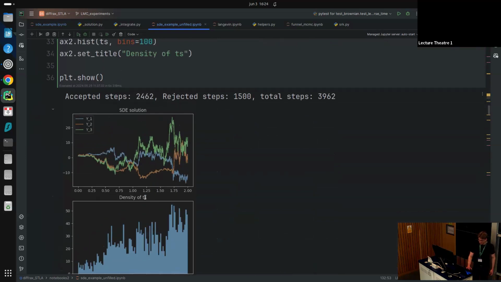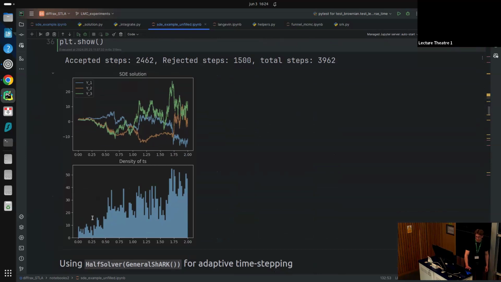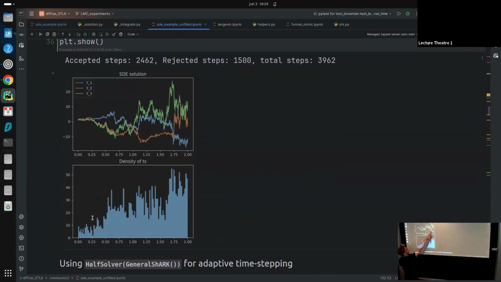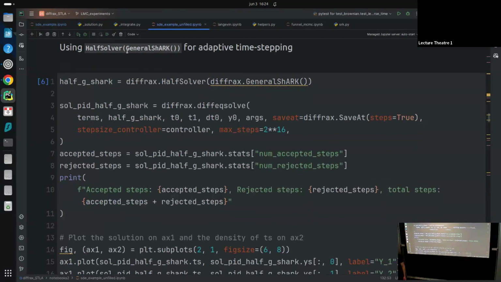And here in the bottom graph, I plotted how many steps it took in each time bin, right? And as you can see, where the solution gets more jagged, it's using more steps. This is because, if you saw in the definition of the SDE, we were using a diffusion to have a bigger variance as time increases. Okay. Now another important thing is the half solver.